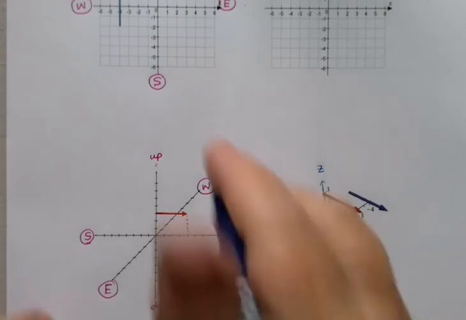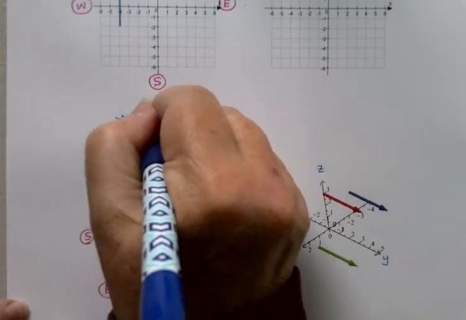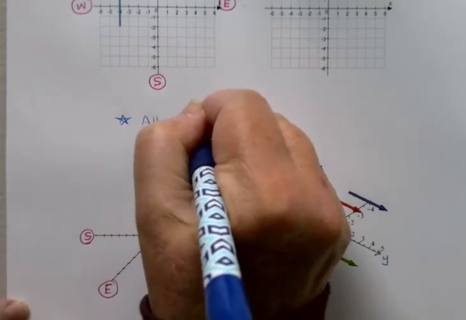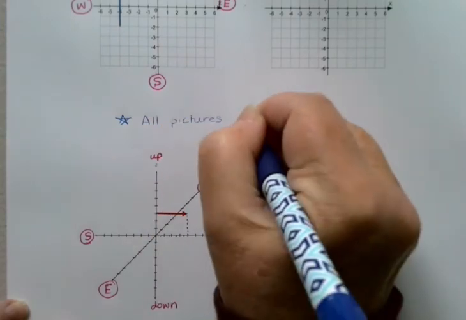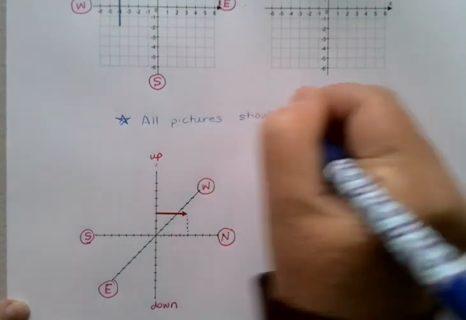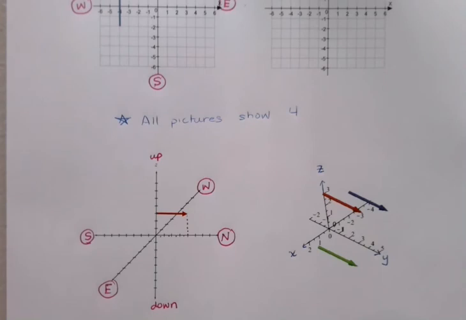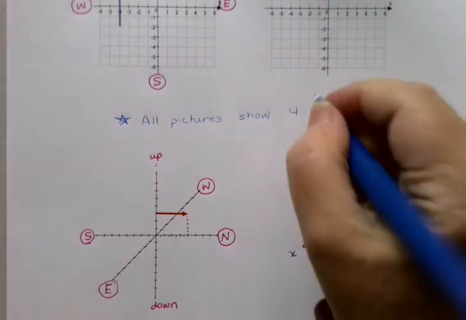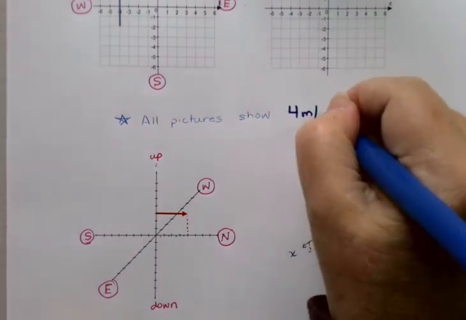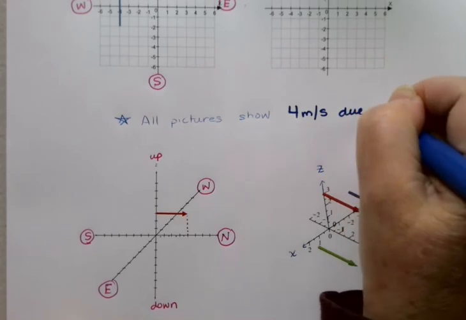So, all pictures show 4 meters per second, due north.